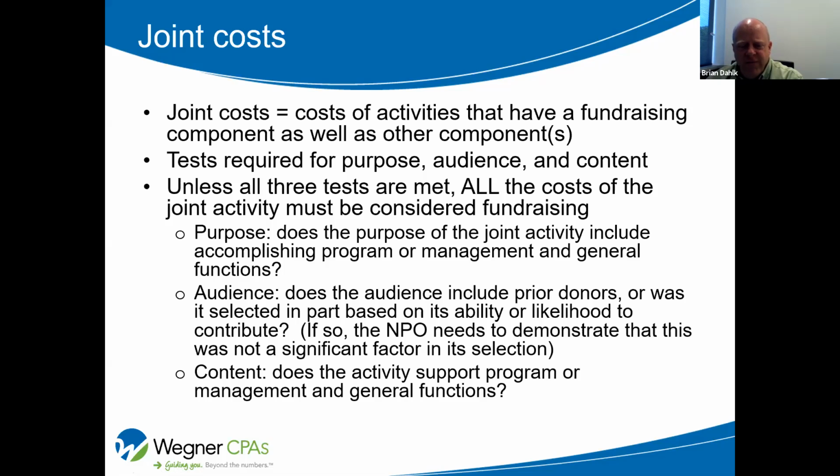If the audience for the fundraising activity includes prior donors, or if it was selected even in part based on the ability or likelihood of members to contribute money to the nonprofit, then the assumption is that the nonprofit has failed this test and it cannot allocate those costs to anything but fundraising. So if the audience does include prior donors or likely future donors, you have to demonstrate that this was not a significant factor in selecting the audience in the first place.